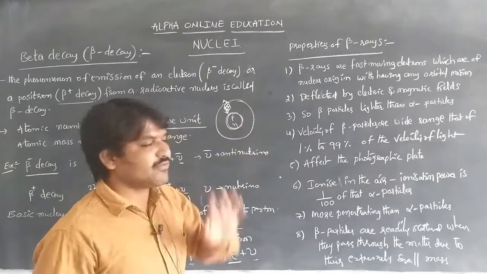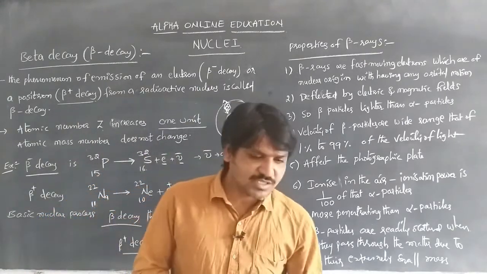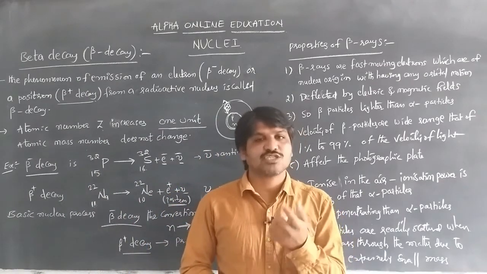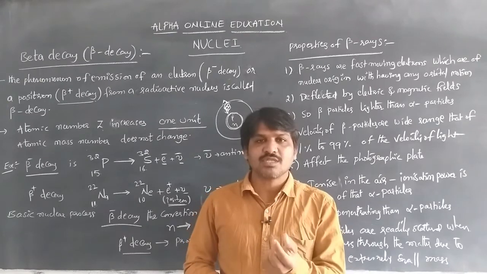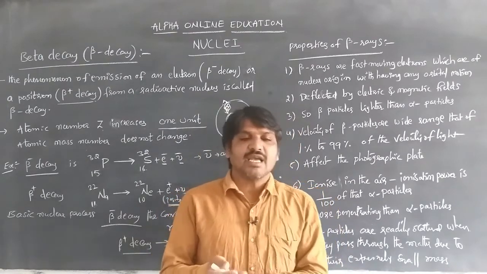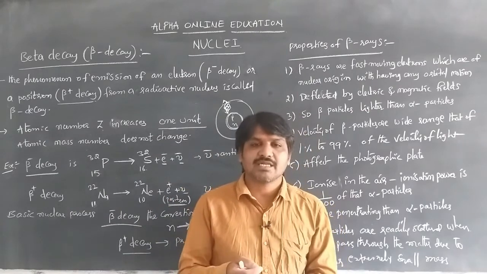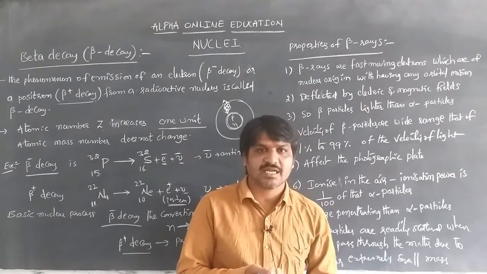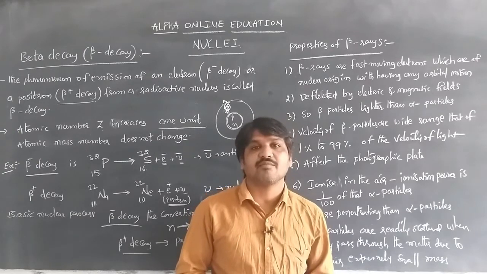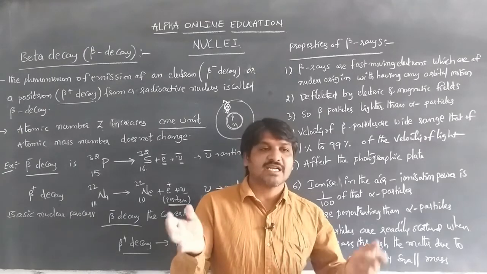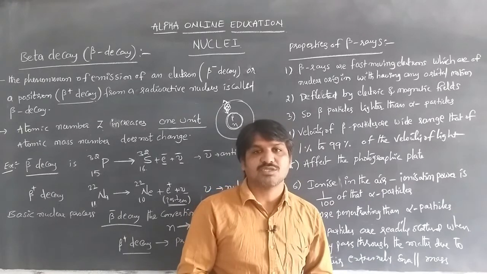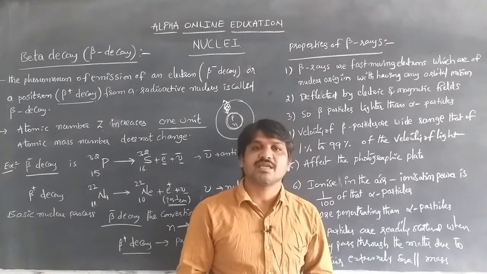The second one is due to charge: being charged particles, beta rays are negatively charged particles. They are fast moving electrons, as we know, so they have a negative charge, and whenever they pass through fields they can be deflected by electric and magnetic fields. When an electric field is applied, the beta rays are attracted by the positive plate of the electric field.